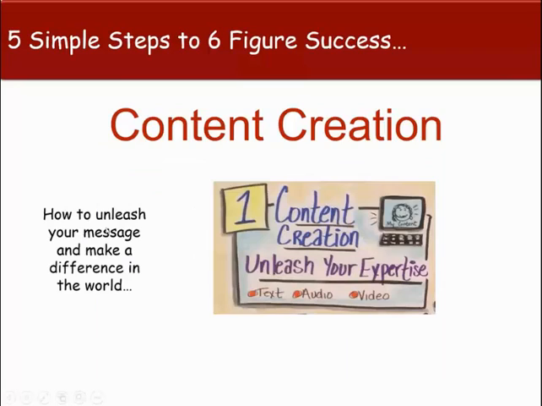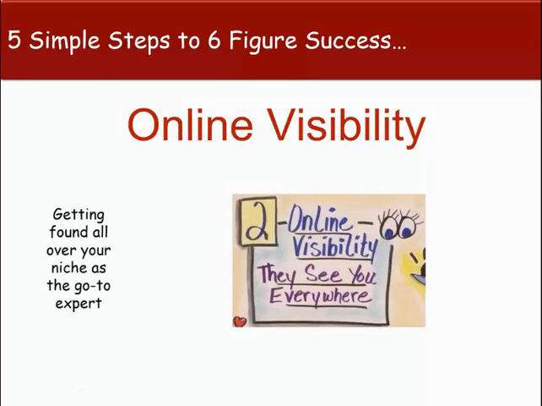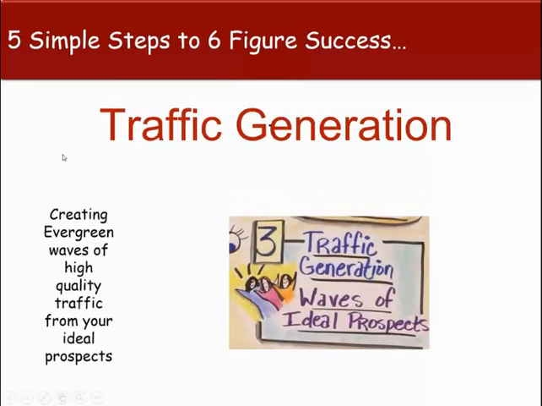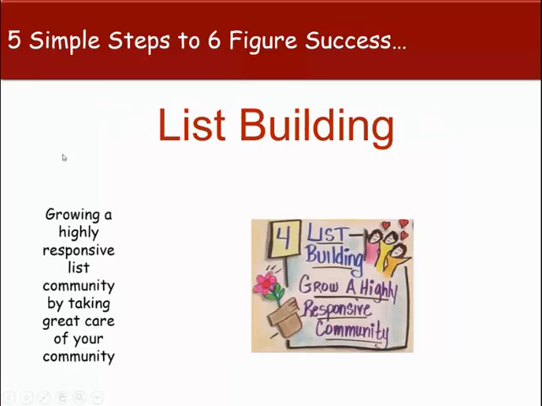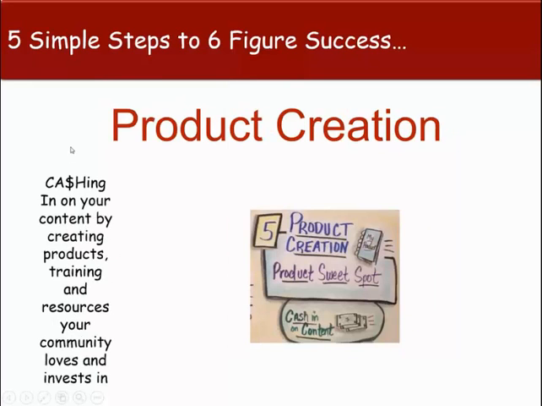So the big picture: five simple steps to six-figure success in any niche. These are the five things you need to know, no matter what niche you're in. These are the five things you need to master. Okay? The first is content creation. We're going to play with that tonight, as we go into the Lost Temple. And then the things you get from content creation: online visibility, traffic generation, list building, and creating products.